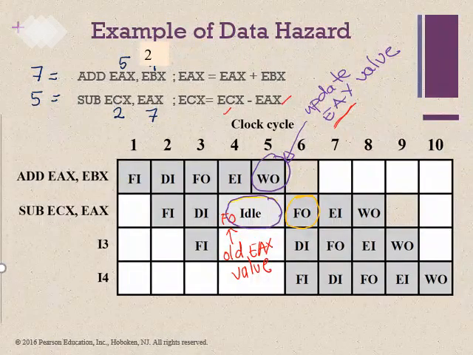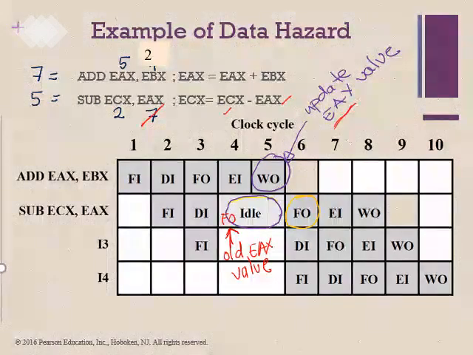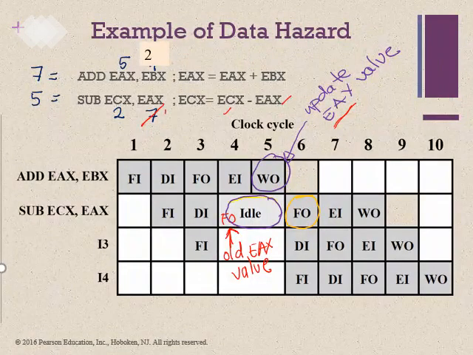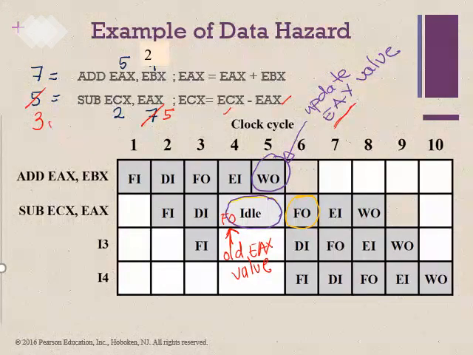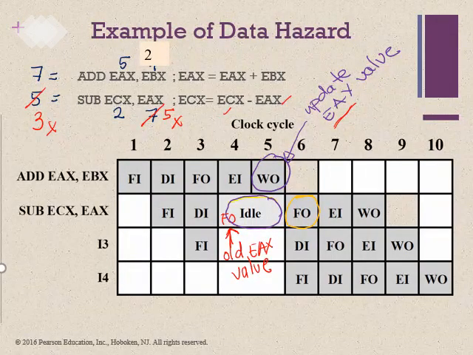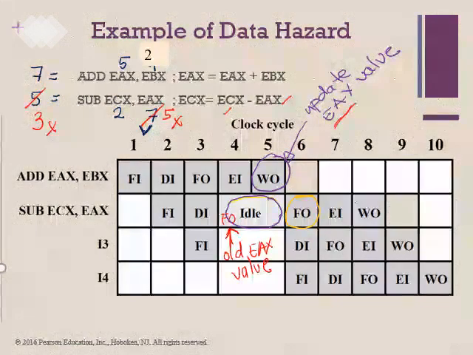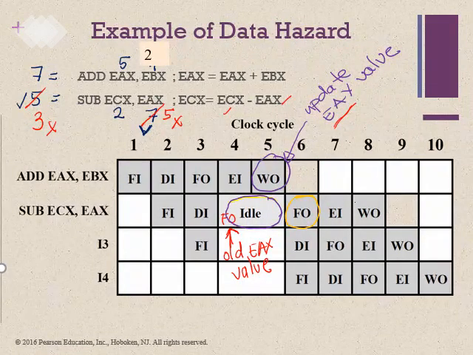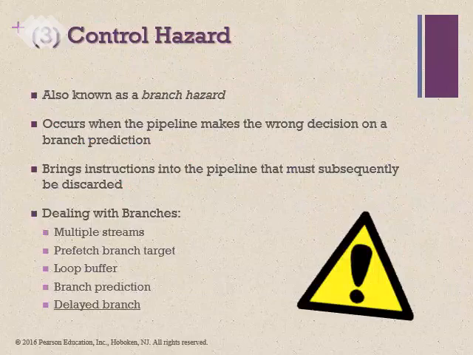However, because you're doing pipelining, instead of 7, at this junction you are using the old value of EAX, which is 5, and you get the wrong answer, which is 3. So wrong. You must use the correct one. So in order for you to use the correct 7 and get the correct answer 5, you need to idle this. Good? Yes.